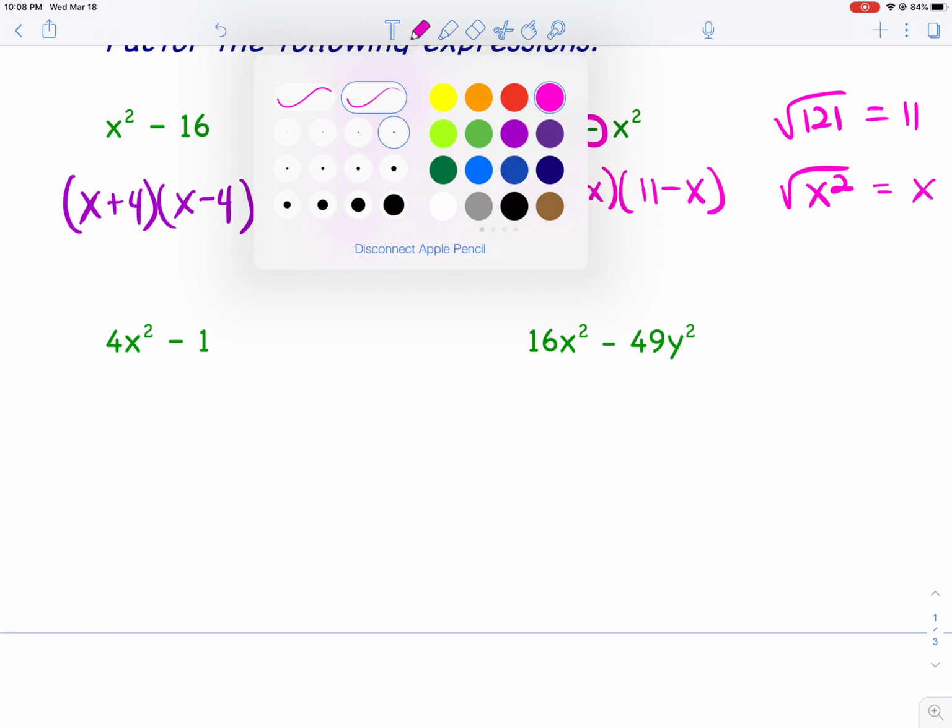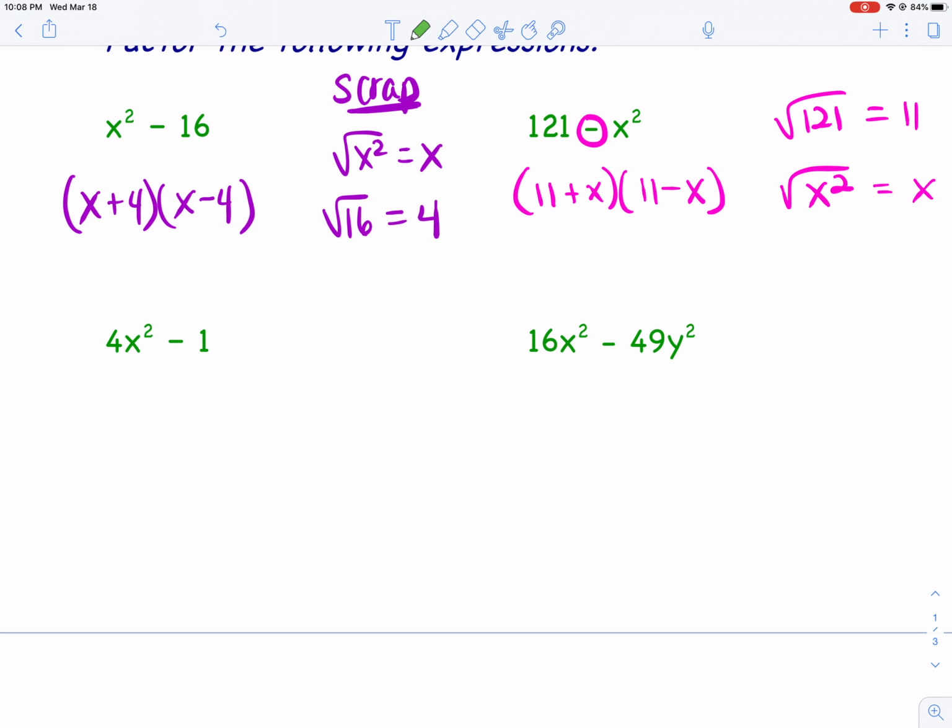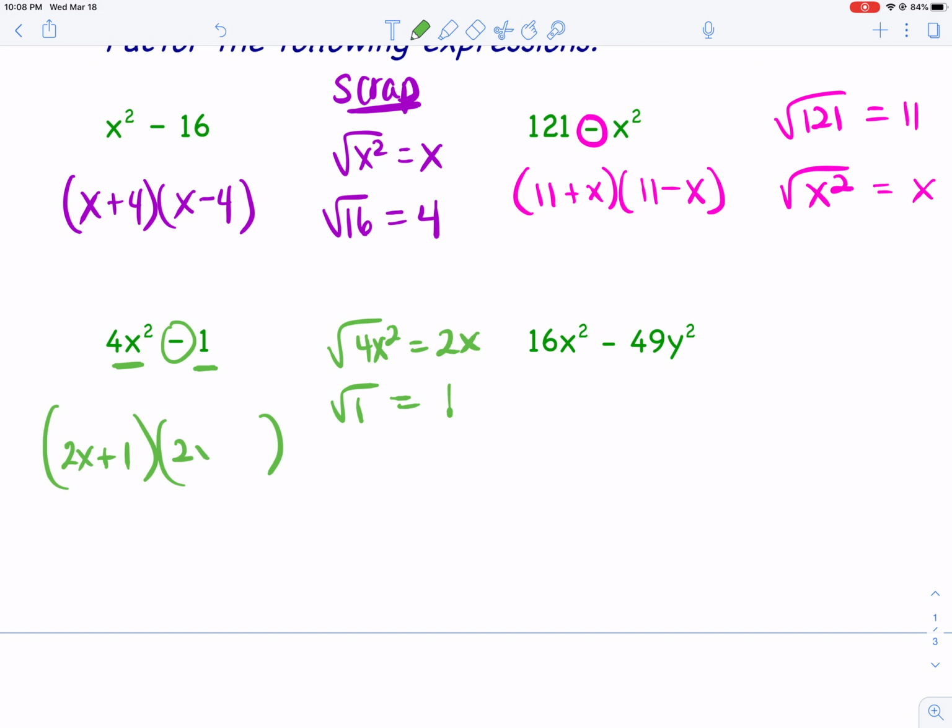Okay, we have the square root of 4x squared and the square root of 1. Make sure it's a minus sign between, which it is. The square root of 4x squared is 2x. The square root of 1 is 1. So I'm going to set up my two parentheses for my binomial factors and have 2x plus 1 and 2x minus 1. My final example, again, is a minus between two perfect squares.